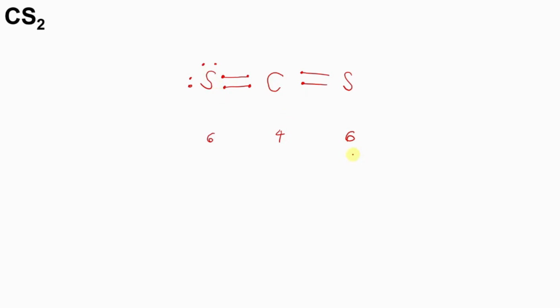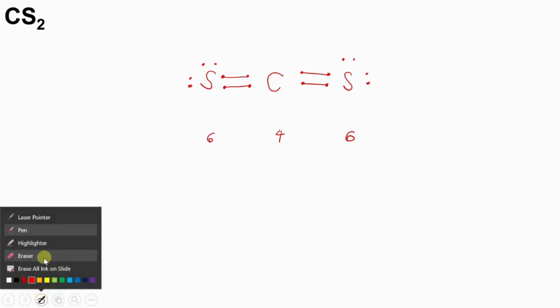Then the same thing for the other sulfur here. It has 2 valence electrons already in this model. Again, we must put 6 dots over here. 1, 2, 3, 4, 5, 6. Then for carbon, that's 4 valence electrons. 1, 2, 3, 4. This is now the electron dot structure for CS2.